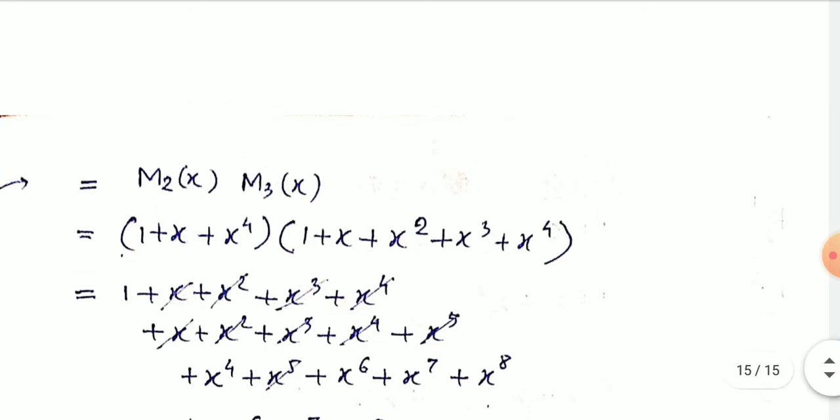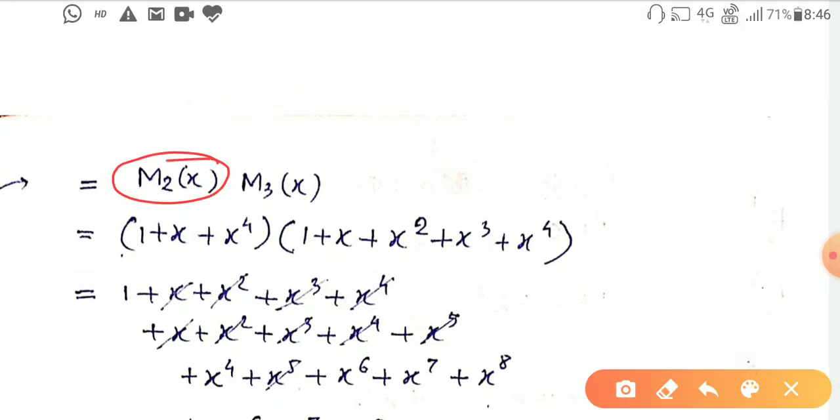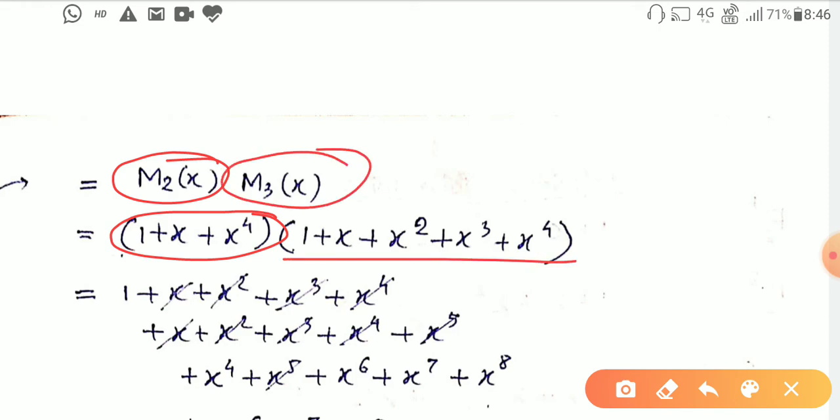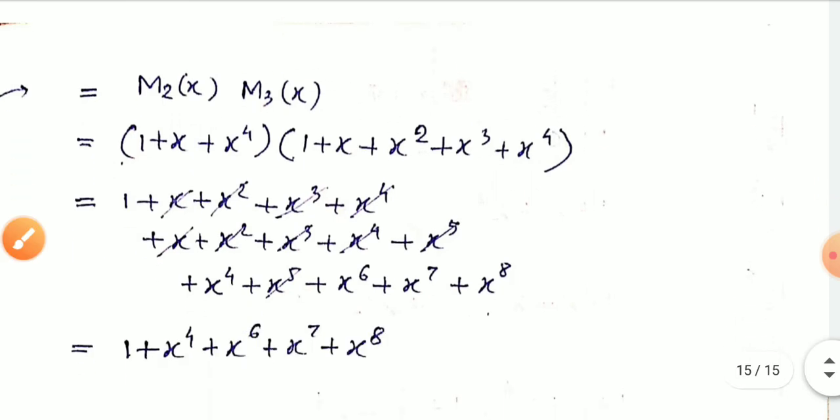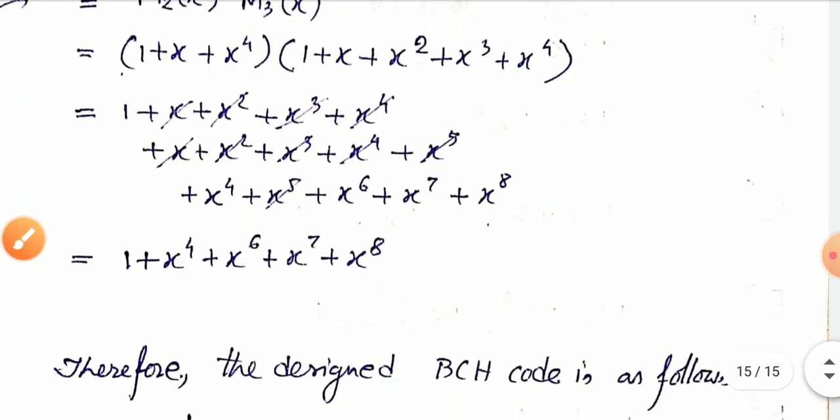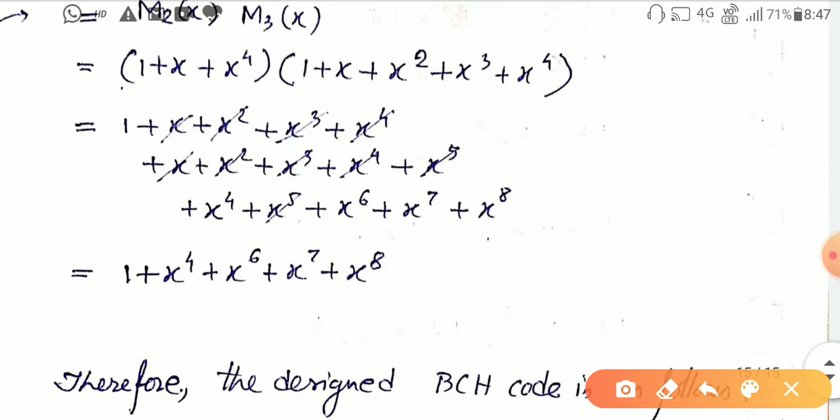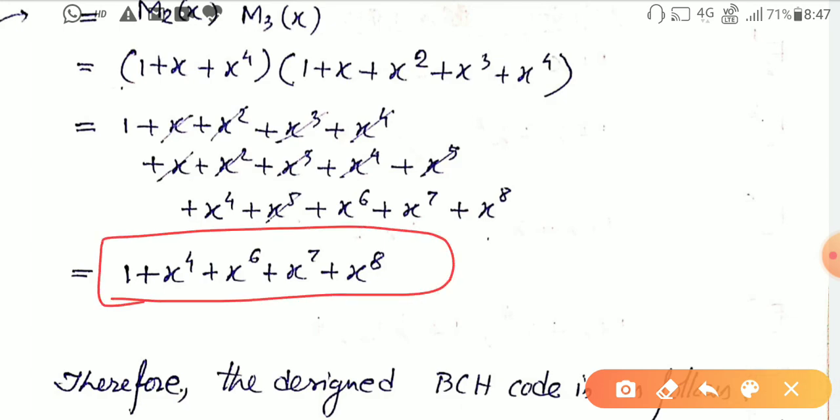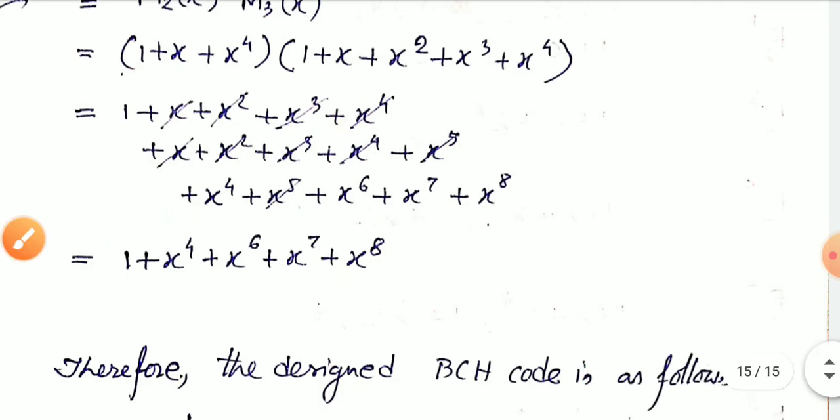For the M2 the value is 1 plus x plus x^4, the minimal polynomial. For the M3 it is written as such. If you multiply and then solve it, ultimately the equation will become 1 plus x^4 plus x^6 plus x^7 plus x^8. So this is the generator polynomial for this kind of code.